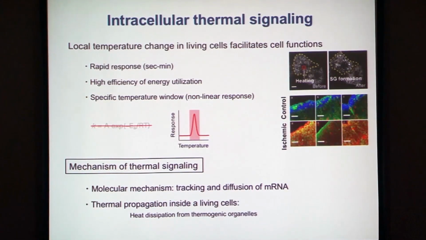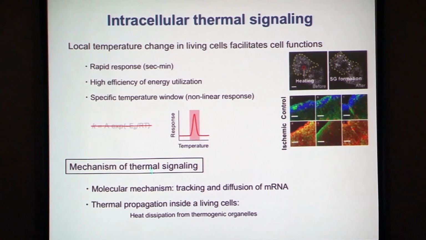So I would like to summarize some of the outcomes of the intracellular thermal signaling. Local temperature change in living cells does facilitate function. The feature of thermal signaling is that it is pretty rapid, happening on the second to minute order, and is also characterized by high efficiency of energy utilization. Also, very interesting, this happens only in a specific temperature window, so this response is a non-linear response to temperature.